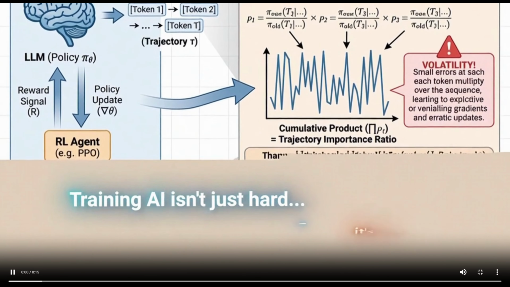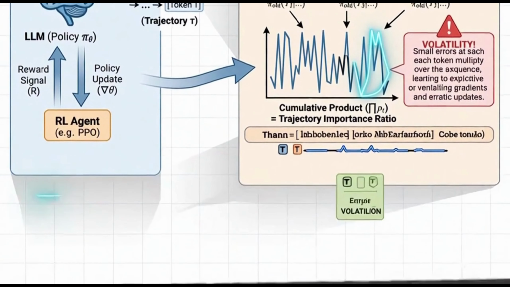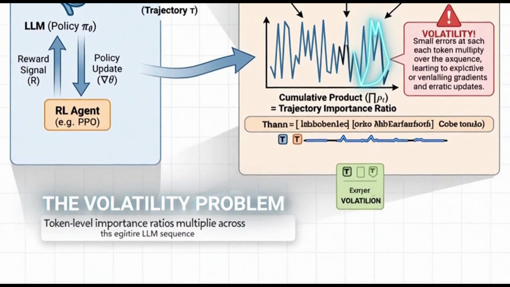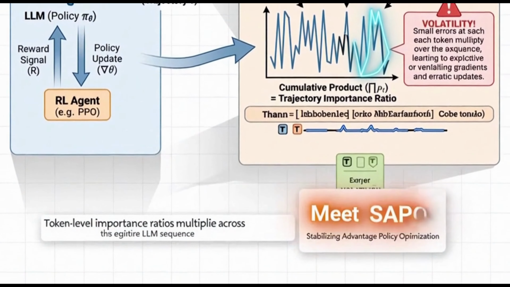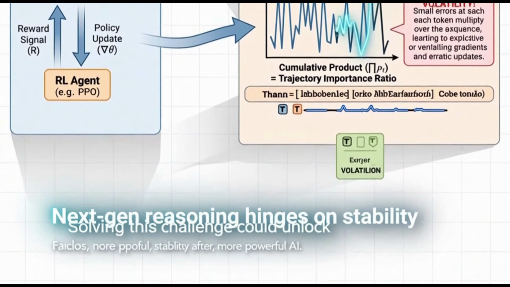Training AI isn't just hard, it's volatile. In reinforcement learning for large language models, tiny errors at each token are multiplied across a whole sequence. The result? Exploding or vanishing gradients and erratic updates. Enter SAPO, Stabilizing Advantage Policy Optimization.